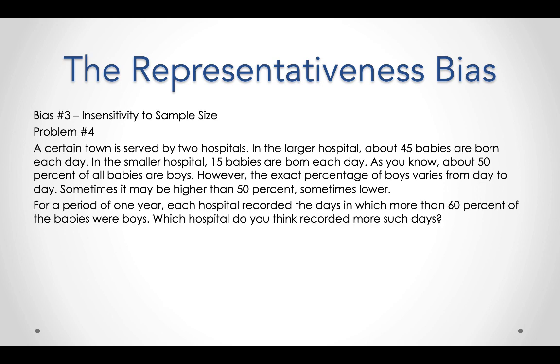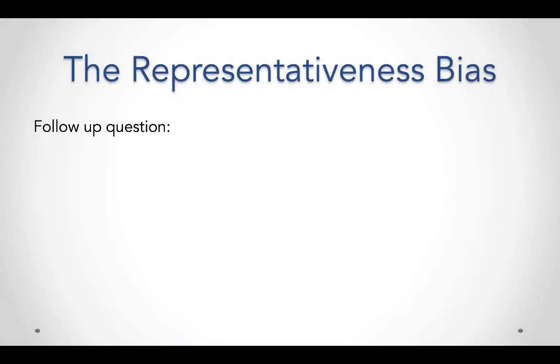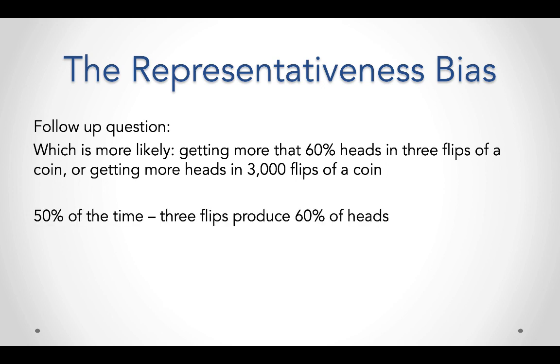For a period of 1 year, each hospital recorded the days in which more than 60% of the babies were boys. Which hospital do you think recorded more such days? The larger hospital, the smaller hospital, or about the same? So write down your answer to this. And there's a follow-up question to kind of guide you. Which is more likely, getting more than 60% heads in 3 flips of a coin, or getting more than 60% heads in 3,000 flips of a coin?